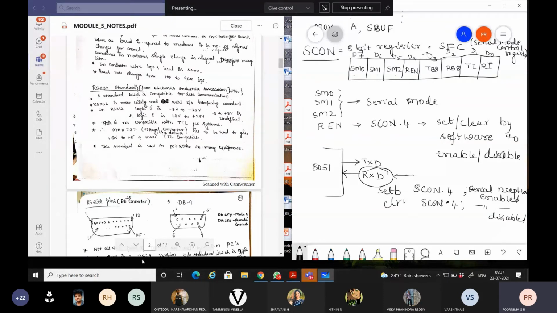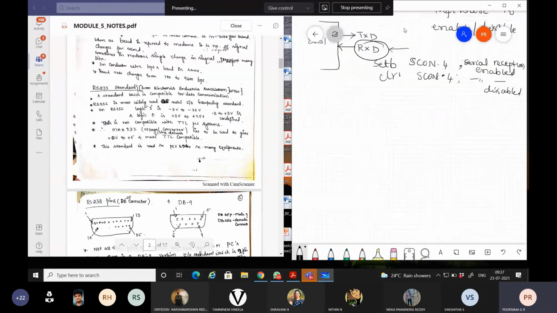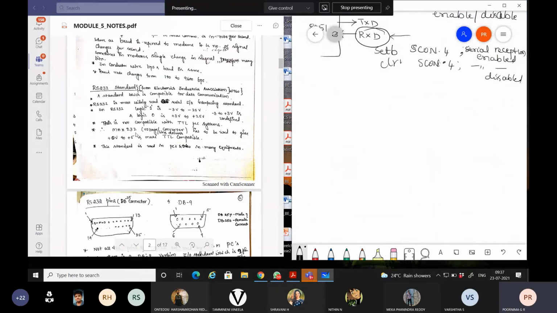Similar to this, there are a few more bits available. One is TB8. This TB8 represents SCON.3, and it is not widely used. Why is this bit not widely used? TB8 is the transmit bit 8 of the 8051 data.